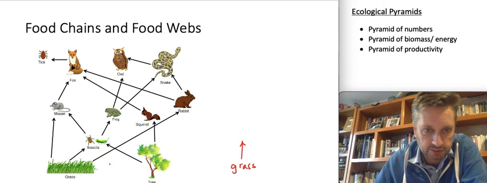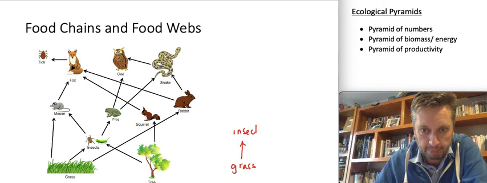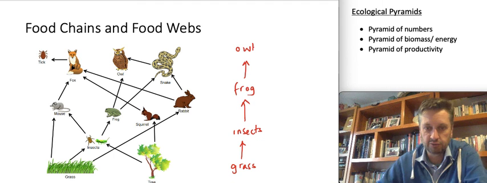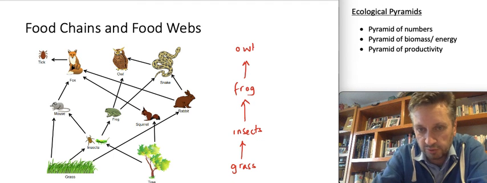Energy moves from the grass perhaps to insects, and then energy would move from insects to frog perhaps, and from frog to owl. In this case, the owl represents the top predator or the top trophic level.